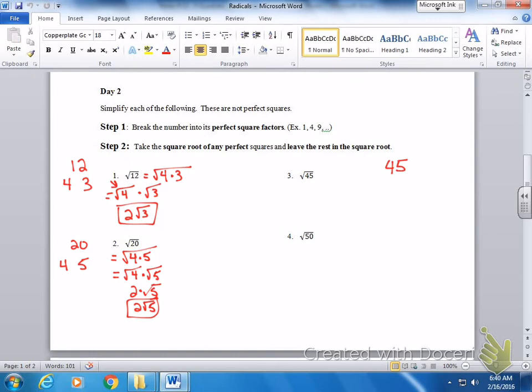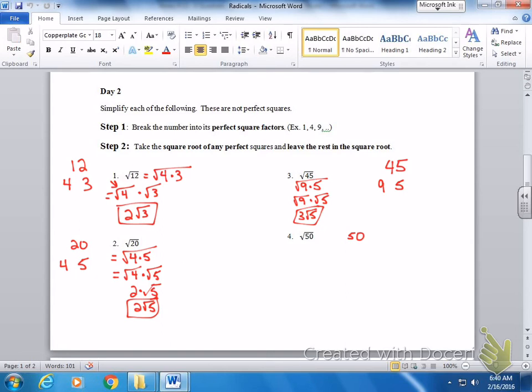Now I'm going to break this down. 4 doesn't go into 45, so I have to go up my perfect square list to 9. 9 does, 5 times. So I'm going to break apart 45 into the square root of 9 times 5, which is the square root of 9 times the square root of 5, which is 3 square roots of 5. So if we're not using the perfect square, we can't break it down further. So make sure you find a perfect square. Let's see if we go to 50. Go ahead and try this one. Start with 4. You might want to pause the video, give yourself a chance.